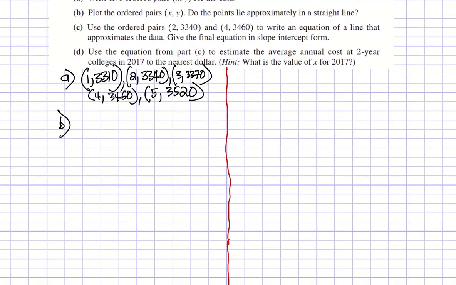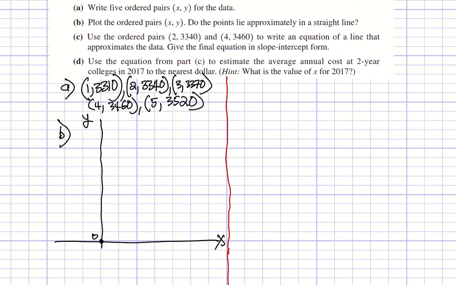We really have to. So we got 1, 2, 3, 4, 5. We got 5 values. Let's do it like that. This is X, this is Y. All right, this is 0 right here. So see, the unit is gonna give us problems.